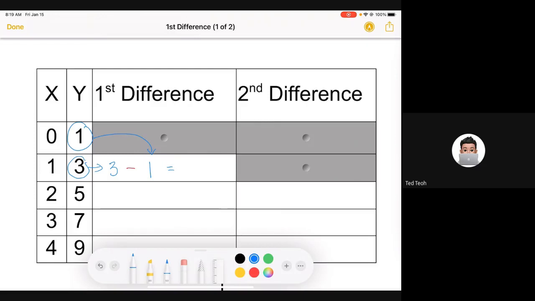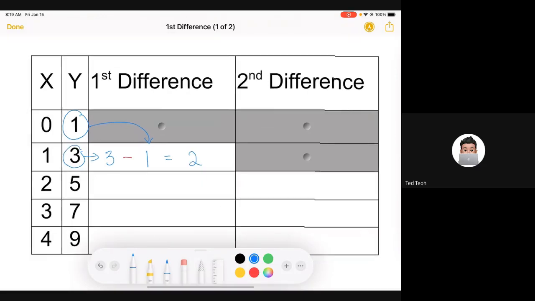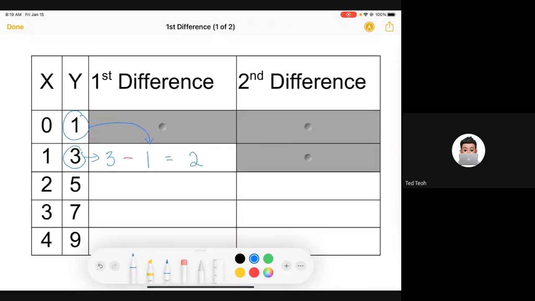So 3 minus 1 is 2. And I'm going to continue this all the way down the chart. I take the number in the same line, in this case 5, and I'm going to subtract the number above it, which is 3, and I'm also going to get 2. You're just going to continue this for the whole chart.